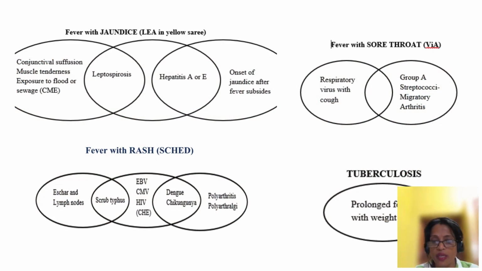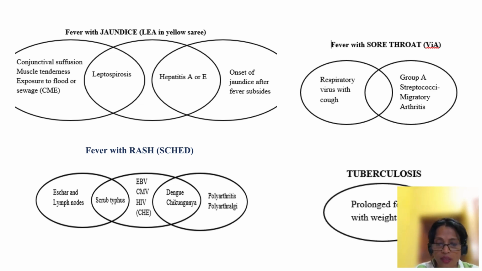Now, friends, combining everything, fever with jaundice, that is LEA in a nutshell. So, fever with jaundice, etiology LEA: leptospirosis, hepatitis E and A. Then we have fever with rash.